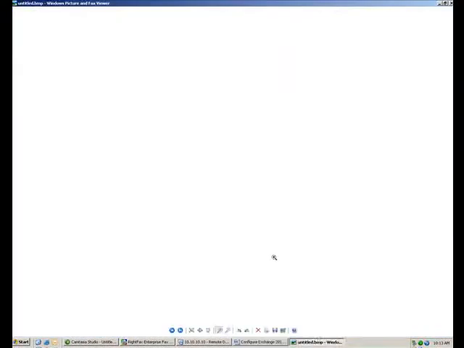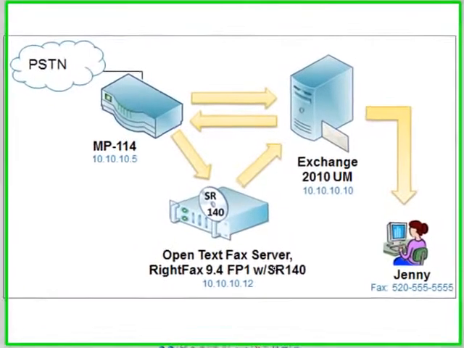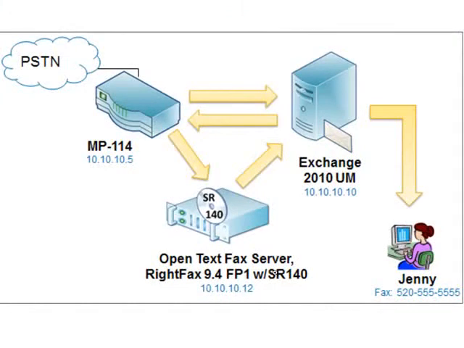Before we continue here, let's look at our actual environment. The environment I'm using right now is an AudioCodes MP114. Its IP address is 10.10.10.5. I have a fax machine that's directly running into this. How this is going to work is when the fax is received, the media gateway is going to send it to Exchange, whose IP address is 10.10.10.10.